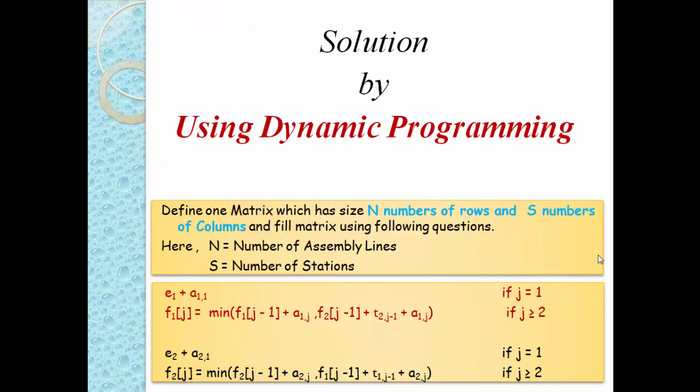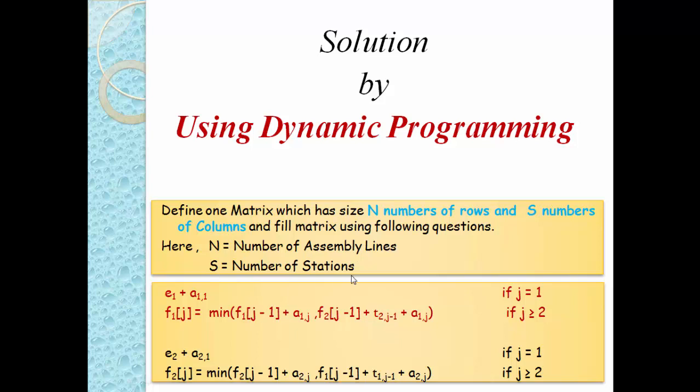So let us discuss how we can solve the same problem by using dynamic programming. As you know, in dynamic programming we have to define one matrix. So here also we have to define one matrix which has a size of capital N rows and capital S columns. Here capital N is nothing but the number of assembly lines. If there are 2 assembly lines, it means that a total of 2 rows will be there.